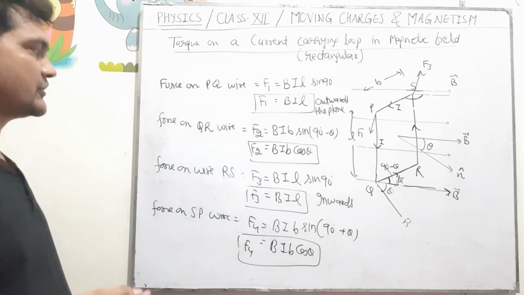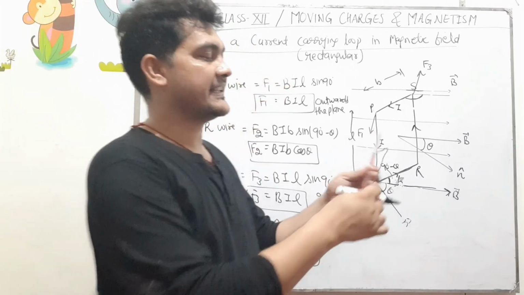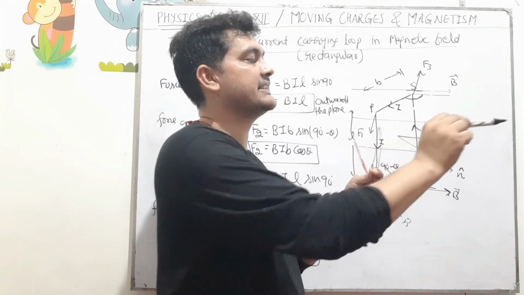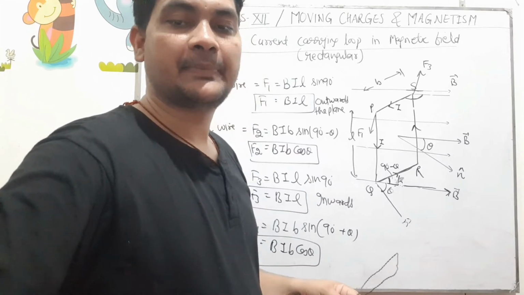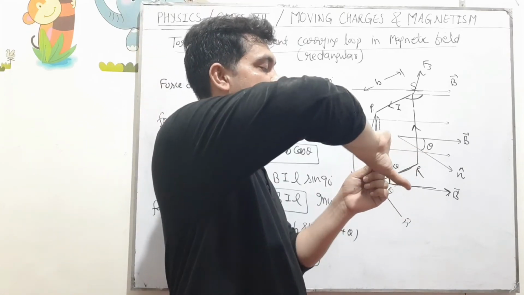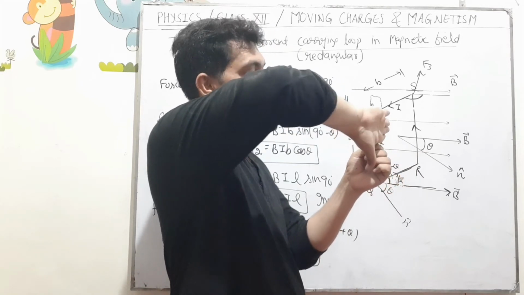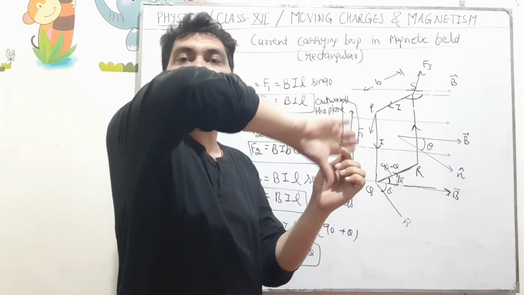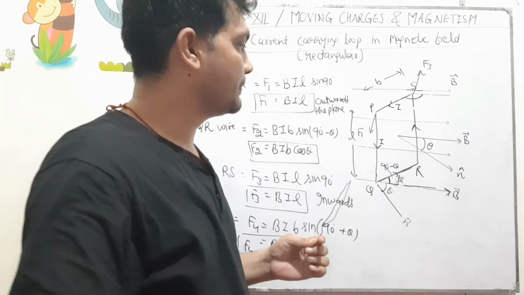Now let us see the directions of F2 and F4. What is the direction of force on QR, carrying current in this direction, with the magnetic field in that direction? Let us apply the right hand palm rule. The force is in the downward direction, which means the force is acting in the plane of the loop in the downward direction. So force F2 is in the plane of the loop in the downward direction.